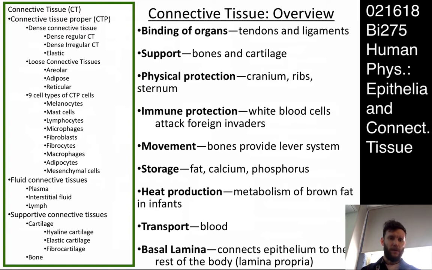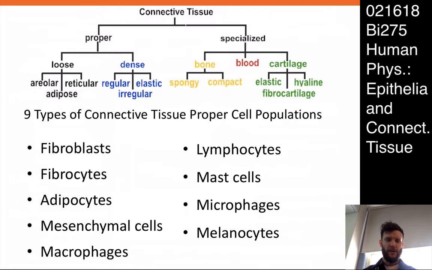All right. So we're going to walk through all this connective tissue. First, the connective tissue proper, and then I'll touch a little bit on the supportive and fluid connective tissues. Here is the basic breakdown. There are 9 types of cell populations that you'll see in connective tissue: fibroblasts, fibrocytes, adipocytes, mesenchymal cells, macrophages, lymphocytes, mast cells, microphages, and melanocytes. You don't need to scramble to scribble it all down. I'm going to walk through them one at a time here.